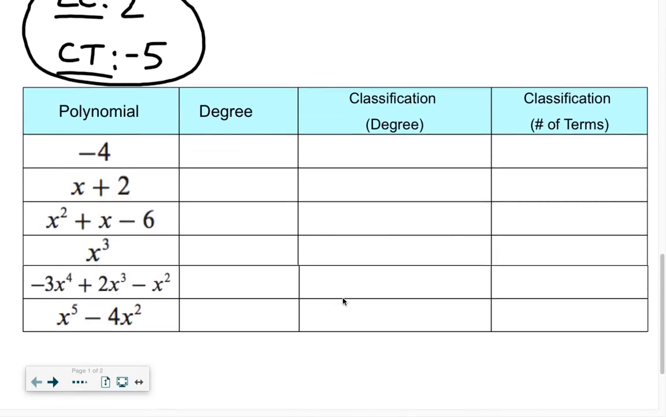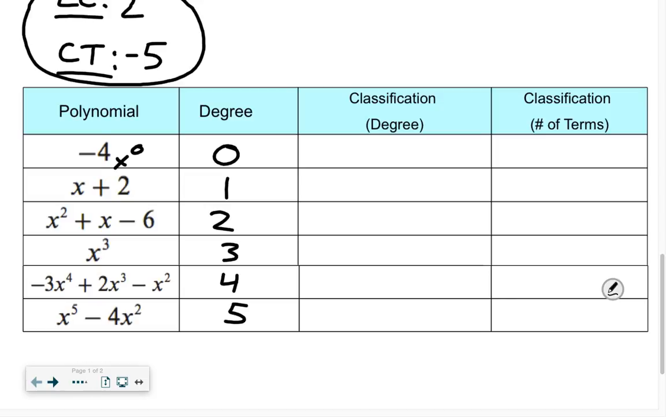So, let's start with this one. -4. This is kind of a tricky one. 0, yeah. Notice we don't have a variable. We could, if we wanted to, view it as this, because what's x to the 0? 1, so we're okay. But here your degree is 0. What's the degree here? 1. Degree here? 2. 3. Here the degree is 4. Here our highest degree is 5. Degree is the highest exponent.